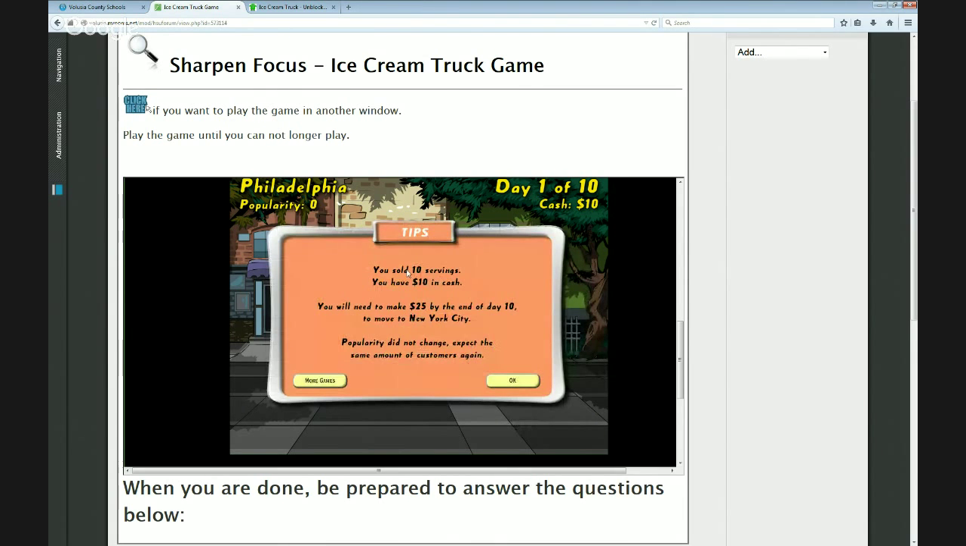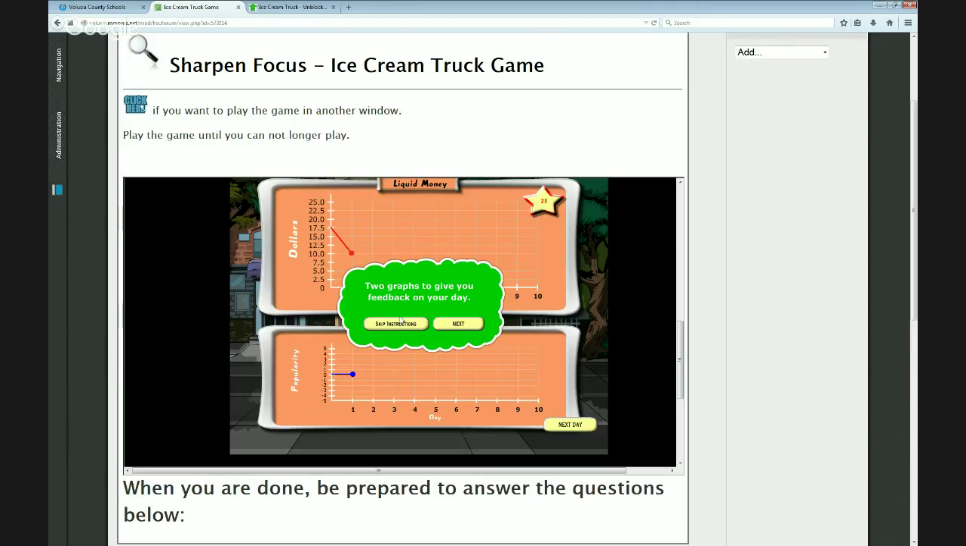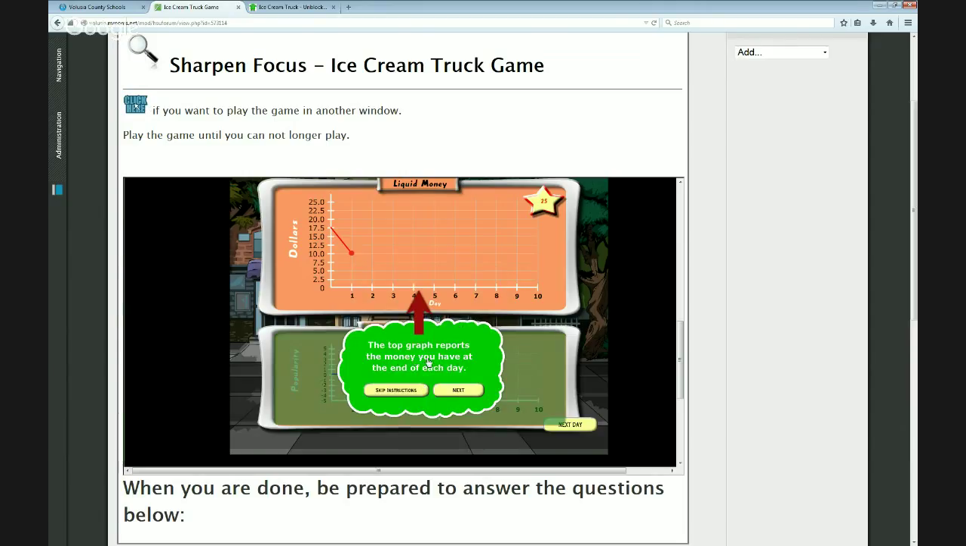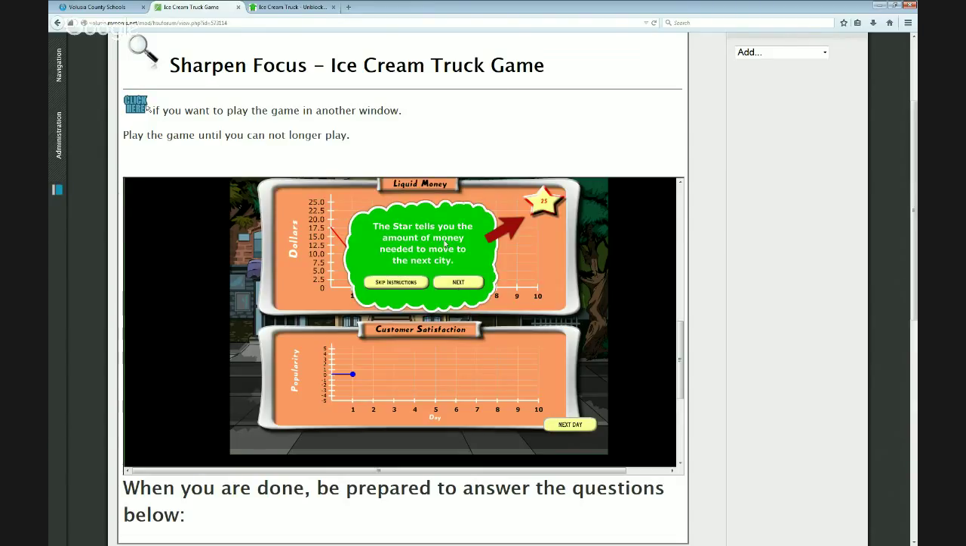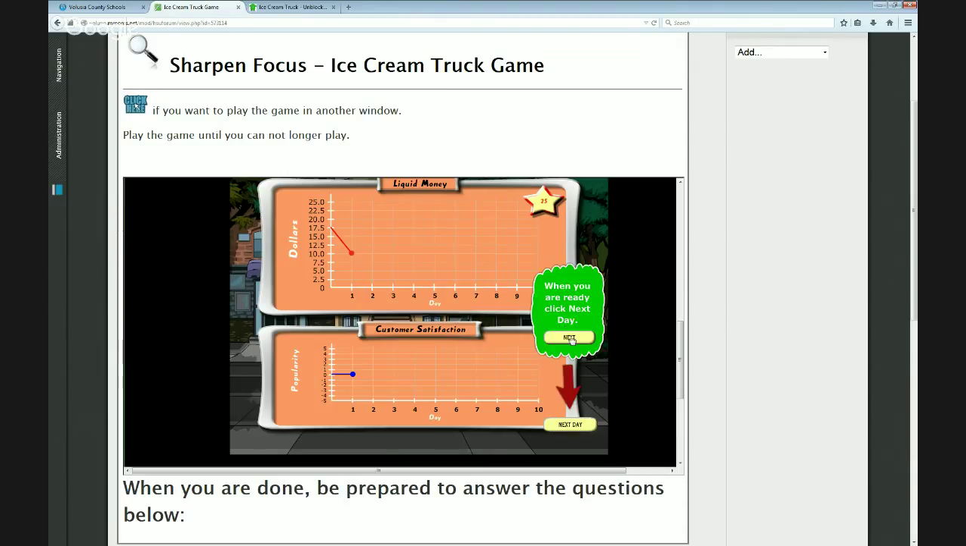Okay, end of day. You sold 10 servings. You have $10 in cash. You'll need $25 by the end of day 10 to move to New York. Your popularity did not change. Expect the same amount of customers again tomorrow. So how can you change your popularity? 2 graphs give you feedback about your day. The top graph reports the money that you have at the end of each day, and the bottom tells about your popularity. The stars tell you the amount of money needed to move to the next city. Click Next Day when you're ready.